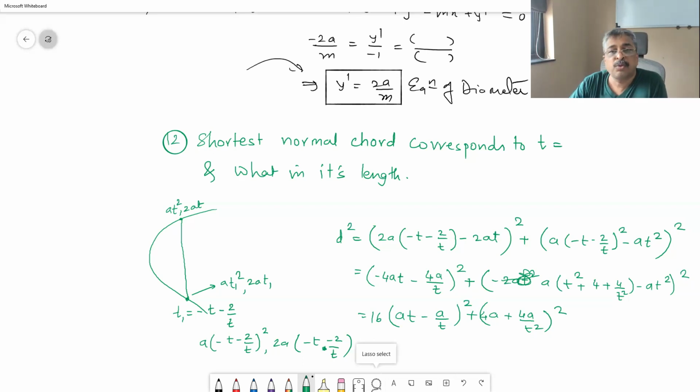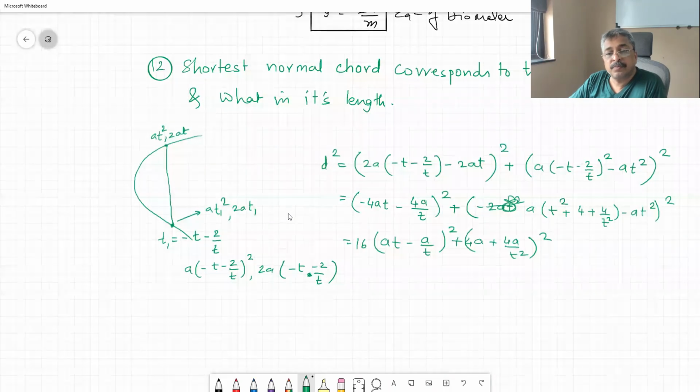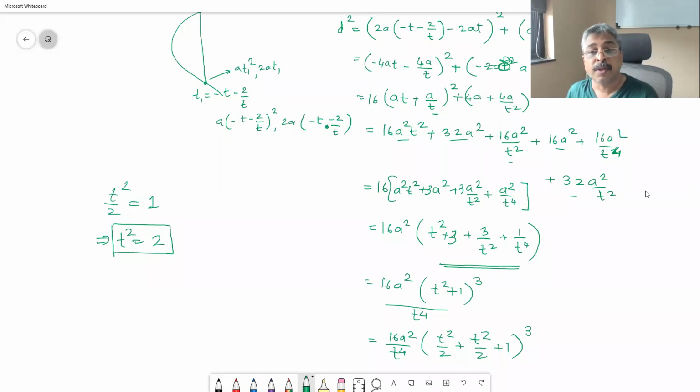Is it correct? Check whether the algebra is correct up to this point or not. Okay, there was a mistake in calculation. This sign here should have been plus, therefore this becomes plus, and we end up getting this equation: 16a square, t square plus 3 upon t square plus 1 upon t fourth. This looks like a perfect cube. If we take out t fourth common, then it is a perfect cube of (t square plus 1) bracket cube.